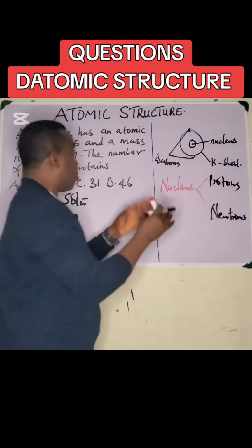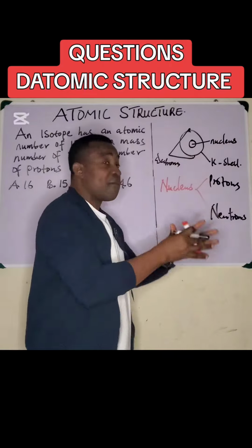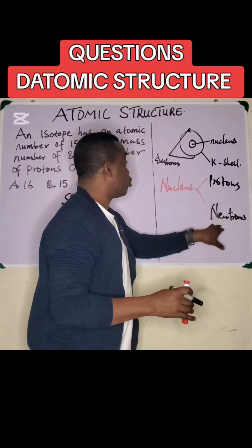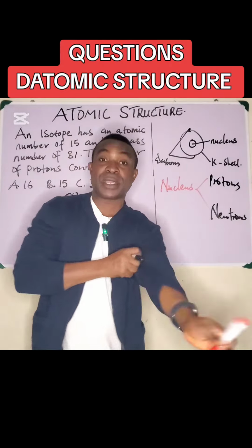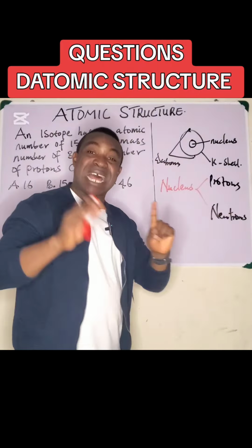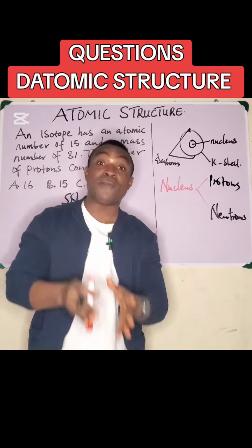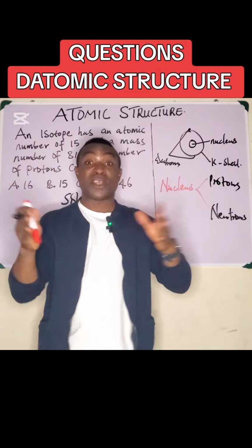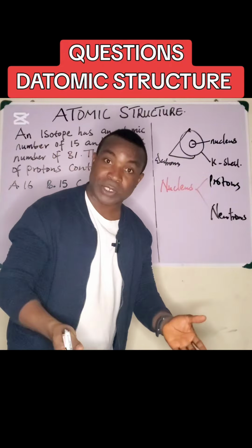the nucleus contains protons and neutrons. Now, the sum of the number of protons and neutrons will give us what is known as the mass number. The number of protons alone will give us the atomic number. So a mass number can be defined as the sum of the numbers of neutrons and the numbers of protons, while atomic number is the number of protons.